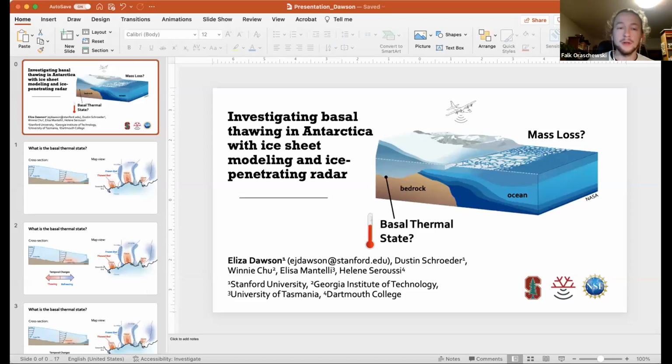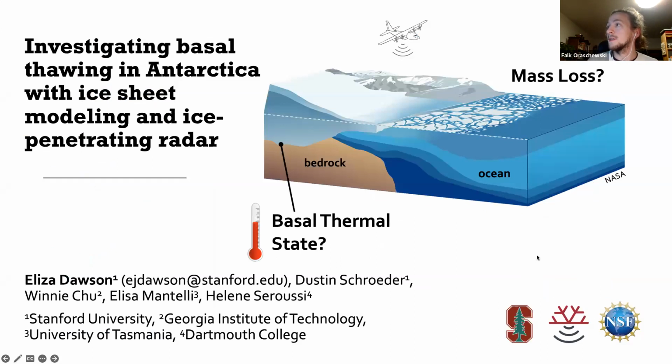So yeah, Eliza is a PhD student at Stanford University, and today she will be talking about investigating the basal thawing in Antarctica with ice sheet modeling and ice penetrating radar. She works in the radioglaciology lab with Dustin Schröder, and in her research she combines ice sheet modeling with ice penetrating radar analysis to investigate the vulnerability of Antarctica to basal thawing. And yeah, with this, I let Eliza talk.